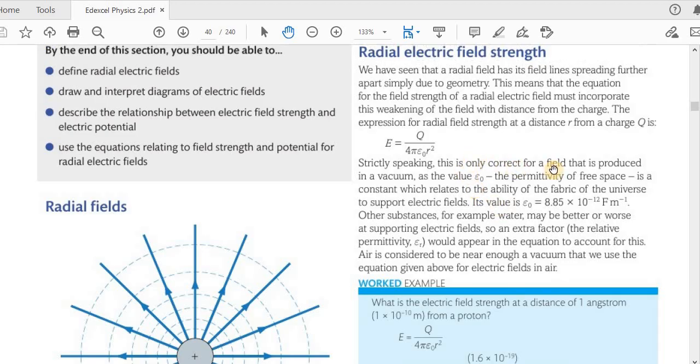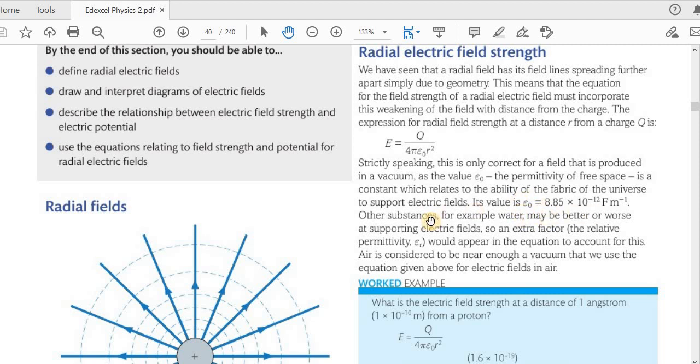Strictly speaking, this is only correct for a field that is produced in a vacuum, as the value of epsilon naught, by the way, is a constant. This is called the permittivity of free space. So we have E equals q over 4 pi epsilon naught r squared, where q is the charge, and epsilon naught is a Greek letter. The permittivity of free space is a constant which relates to the ability of the fabric of the universe to support electric fields. So the only thing you have to do is just use this value. This will also be given in your data sheet: 8.85 times 10 to the power minus 12 farad per meter.